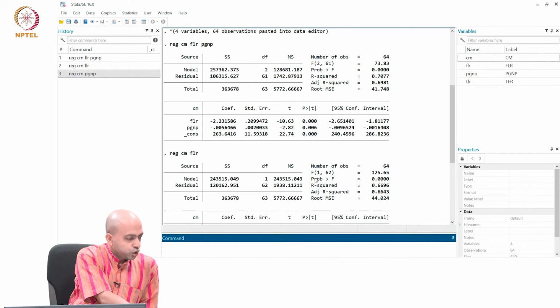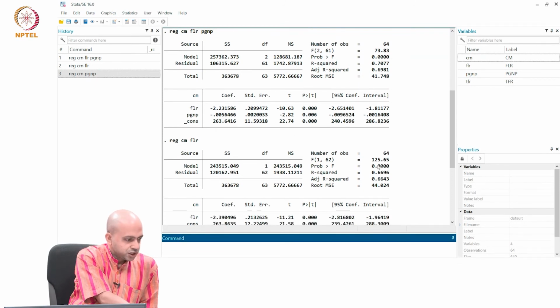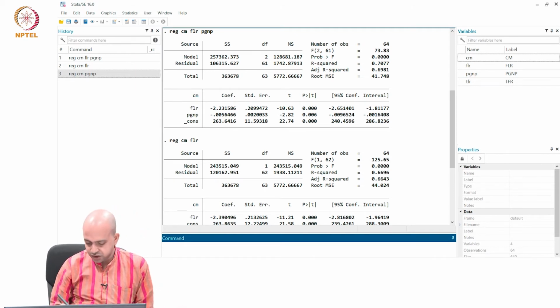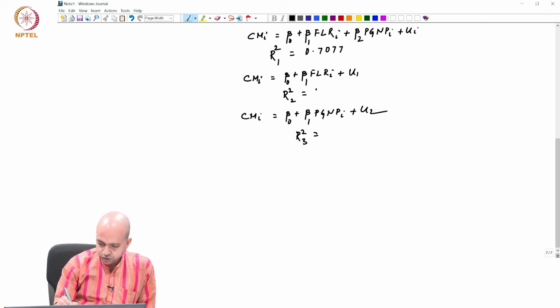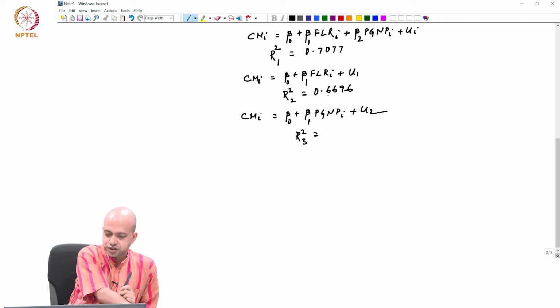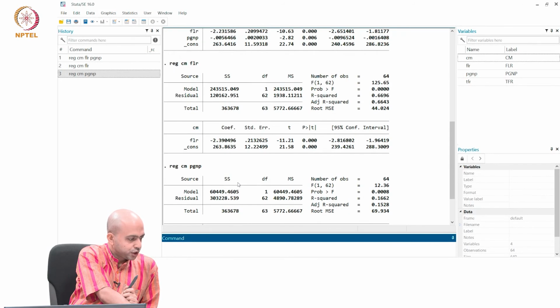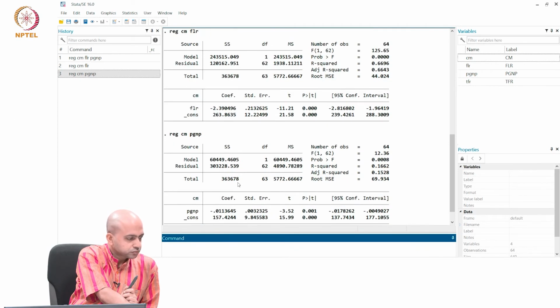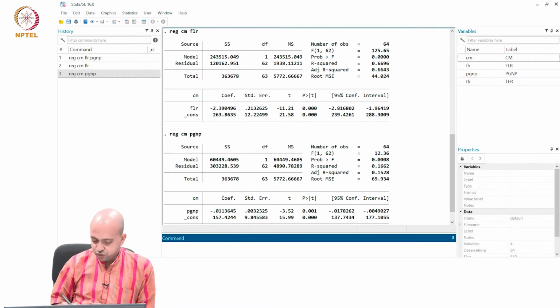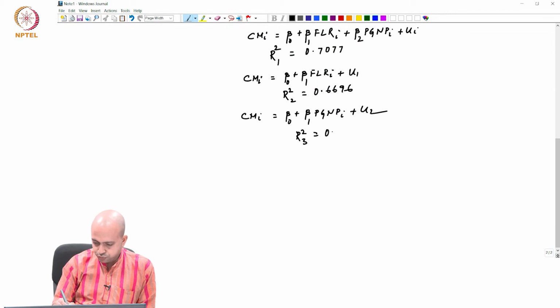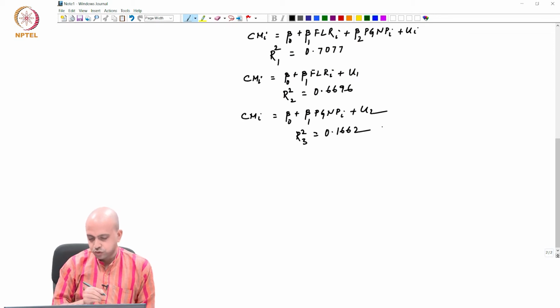So, when we include only FLR in the model, the R square value is 0.6696, and then when we include only PGNP in the model, we get the R square value of 0.1662.